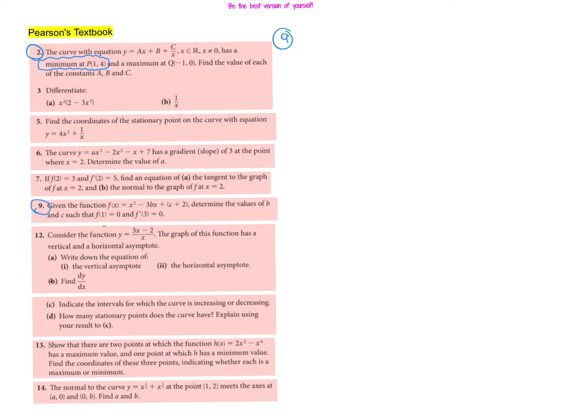All right, then number 9, given the function f of x equals x squared minus 3bx plus 2c, determine the values of b and c such that, so they give us a point (1, 0), and they said that the first derivative is 0 when x is 3. Okay, so I'm going to start with the point (1, 0). So when y is 0, x is 1.